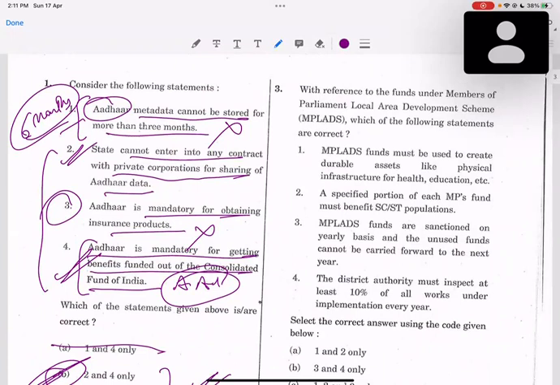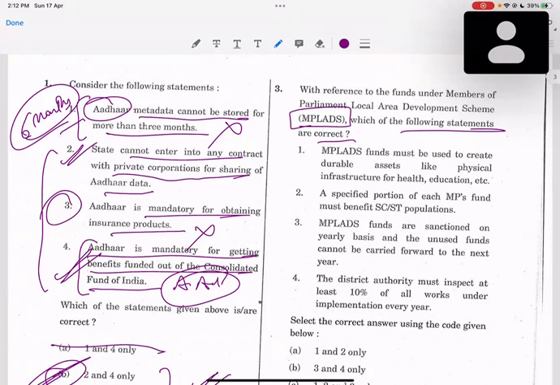Okay. Again, if you look at the third question on polity, with reference to the funds under members of MPLAD, which of the following statements are correct? So basically, it's talking about MPLAD. MPLAD was in news because in 2020 COVID occurred, and because of COVID, MPLAD funds were suspended. So definitely, a question was expected from it. All right. I know this question was a bit tricky, because few options many of you might not have read. So such questions could be left also.